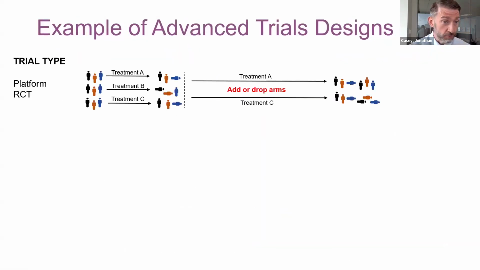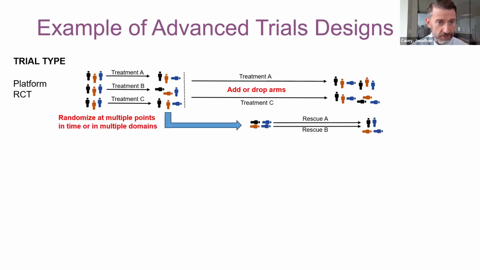We'll start with platform trials. There are lots of different types of platform trials. Some trials are structured around looking at multiple interventions and either adding or dropping arms as the trial progresses based on pre-specified outcome results. Other platform trials randomize patients at multiple points in time or in multiple domains, randomize the same patient more than once. And other platform trials have sequential trials that really have administrative efficiency. But many of these trials are trying to answer multiple questions within either a single trial or a single administrative structure.